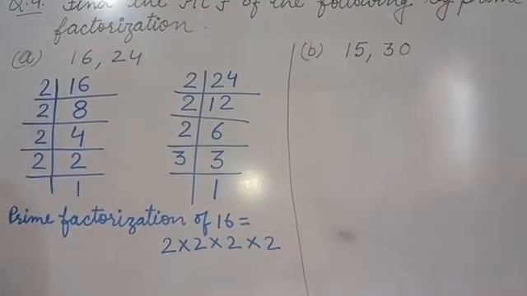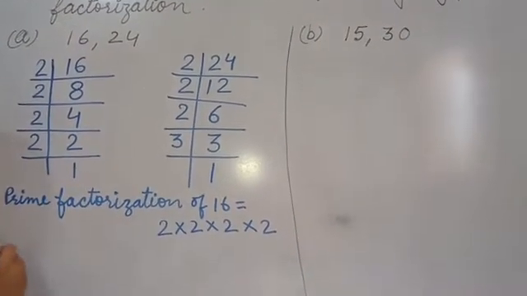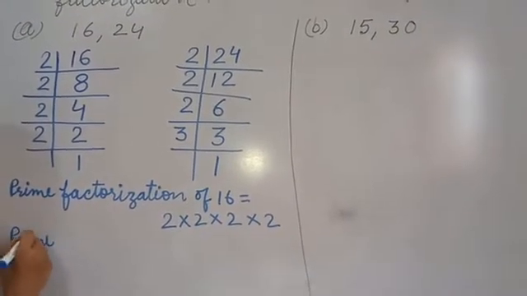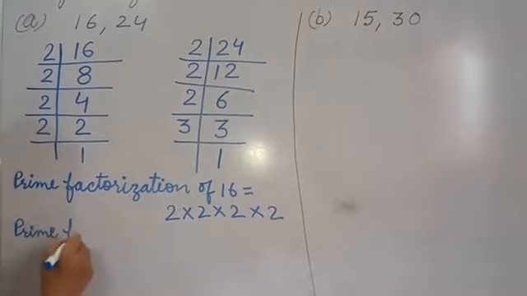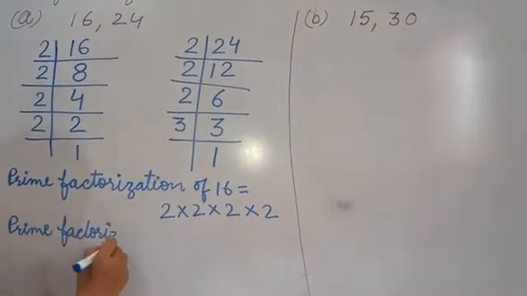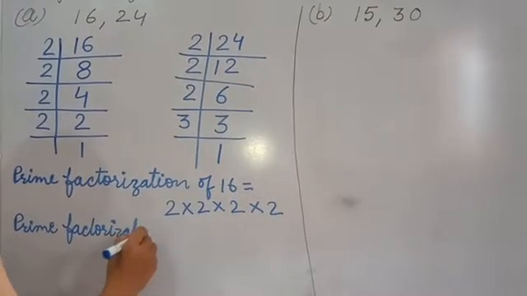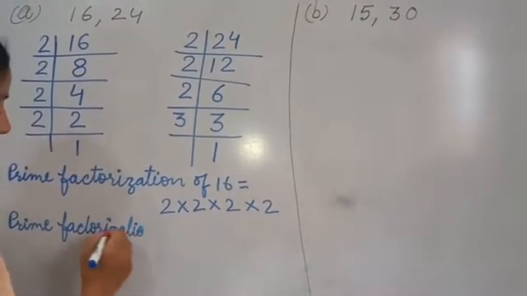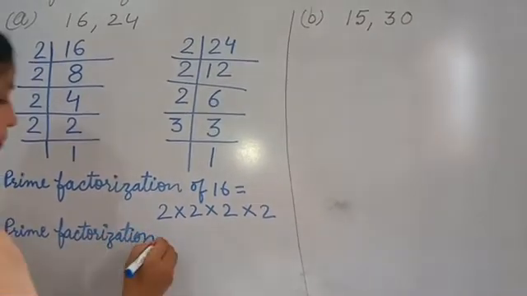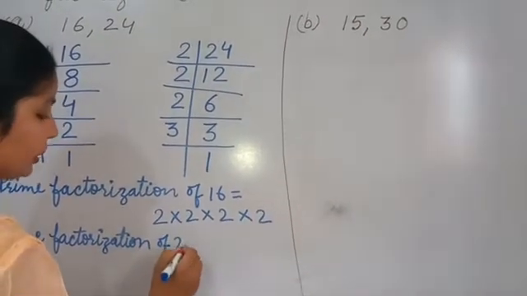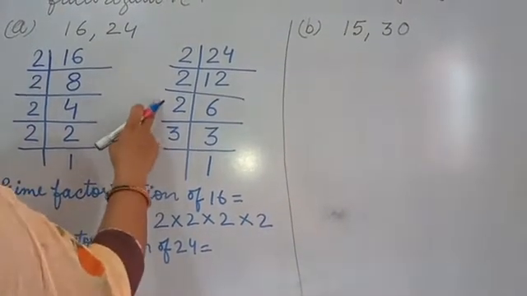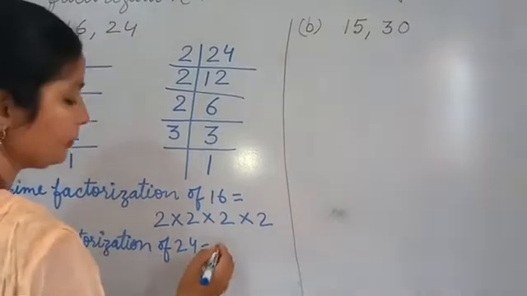Now we write the prime factorization of 24. Prime factorization of 24 equals 2 multiplied by 2 multiplied by 2 multiplied by 3.